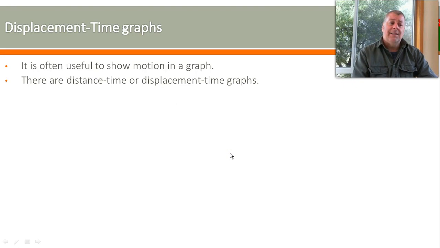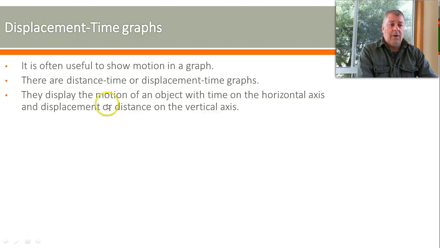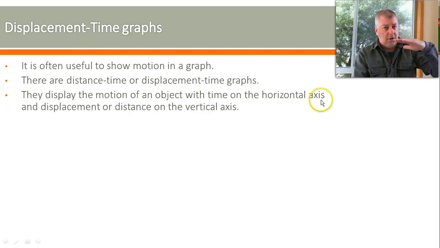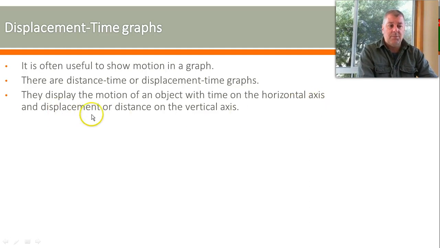Now, there are distance time graphs and displacement time graphs, even though this says displacement time graphs up here. The difference, of course, is that you're plotting distance versus displacement, and we've just covered the difference between distance and displacement. That has important consequences because we need to know what sort of graph it is to interpret it correctly, and it also changes something that we're just about to look at. Generally speaking, they would have the motion of the object with time on the horizontal axis, and you either have displacement or distance on the vertical axis.